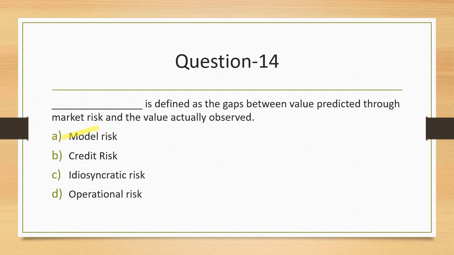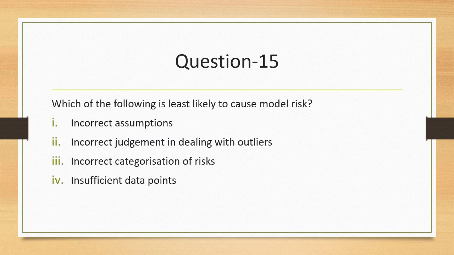And the last question that we will take up now is, which of the following is least likely to cause a model risk? And the word is least likely, right? Please do not forget that. Incorrect assumptions, yes, that will cause. Incorrect judgment in dealing with outliers, true. Incorrect categorization of risk, this is something which will cause the model risk in a least possible way, right? So we go with the answer C. Insufficient data points will also cause model risk.